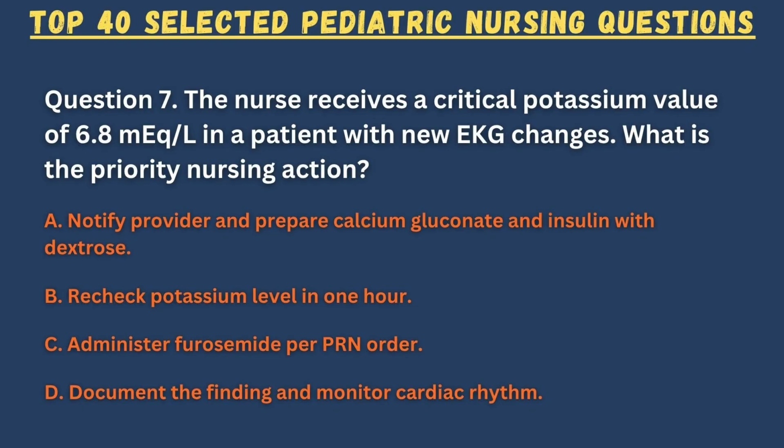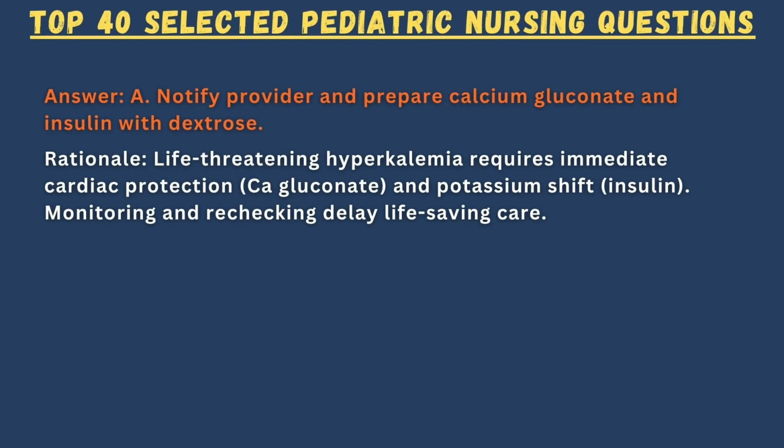B. Recheck potassium level in 1 hour. C. Administer furosemide per PRN order. D. Document the finding and monitor cardiac rhythm. Answer. A. Notify provider and prepare calcium gluconate and insulin with dextrose.